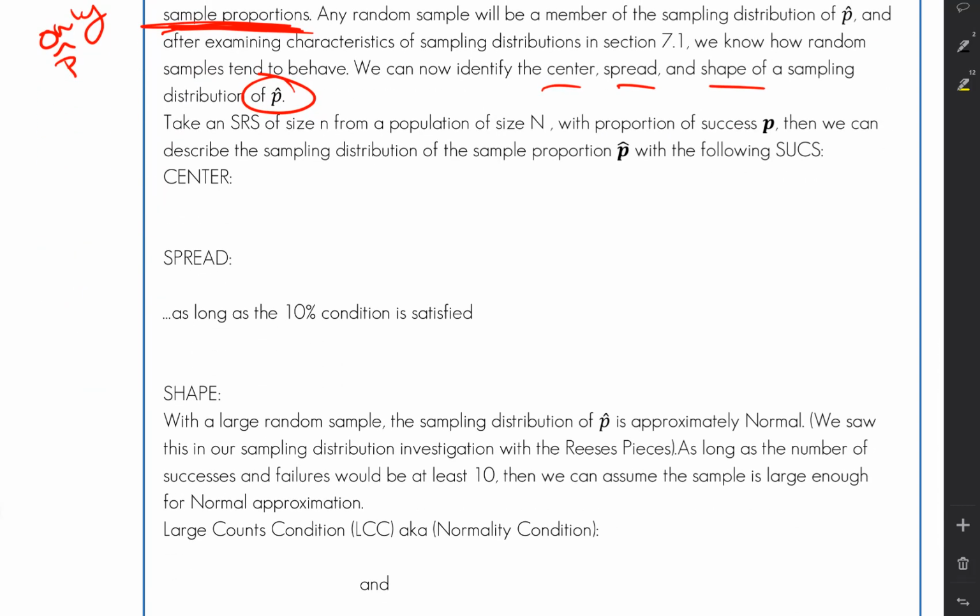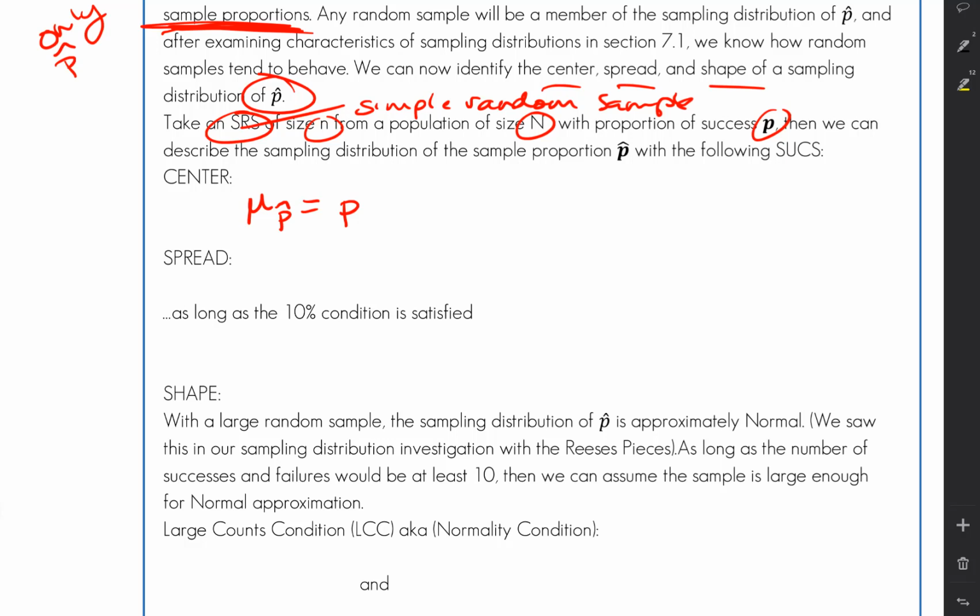So let's take a simple random sample of size n from a population of size N with a proportion of success p. Then we can describe the sampling distribution of the sample proportion p hat with the following. Well, center, we know that that's going to be looking at the average, so that's mu sub p hat, and we just found before that mu sub p hat is equal to p.